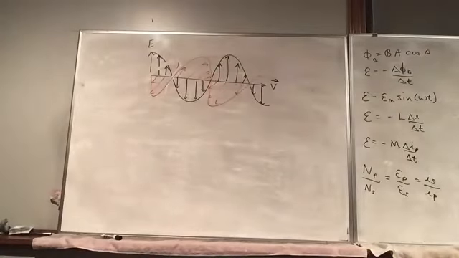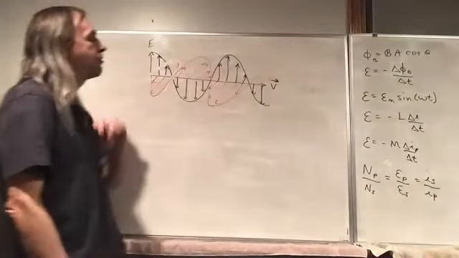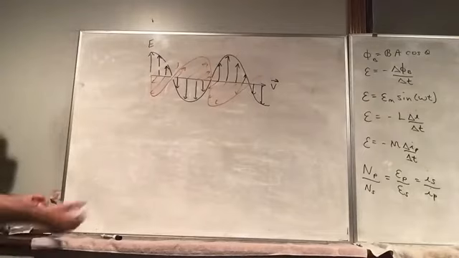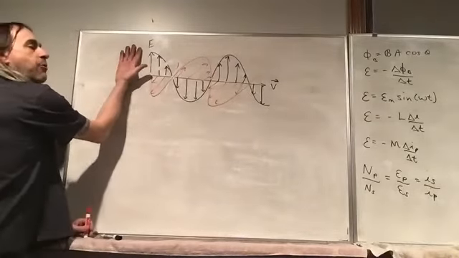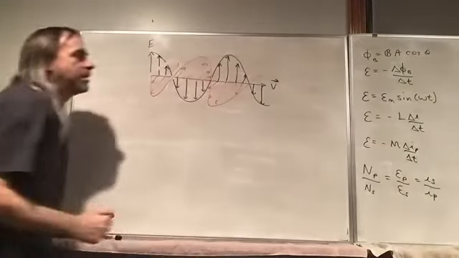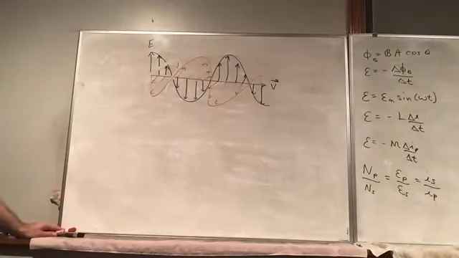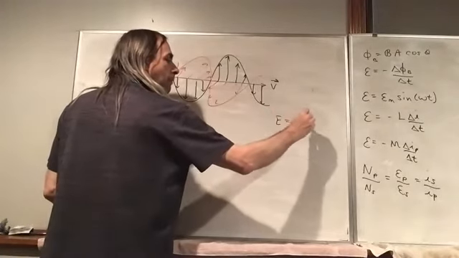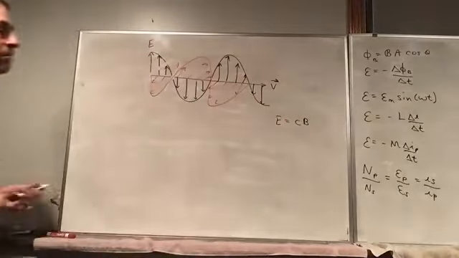But the electric and magnetic fields are perpendicular to each other. And they're perpendicular to the direction of the wave. And the orientation is given by the right-hand rule. So if you put your fingers in the direction of the electric field, curl towards the magnetic field, your thumb points in the direction that the wave is moving. And the magnitudes are also related by the speed of light.